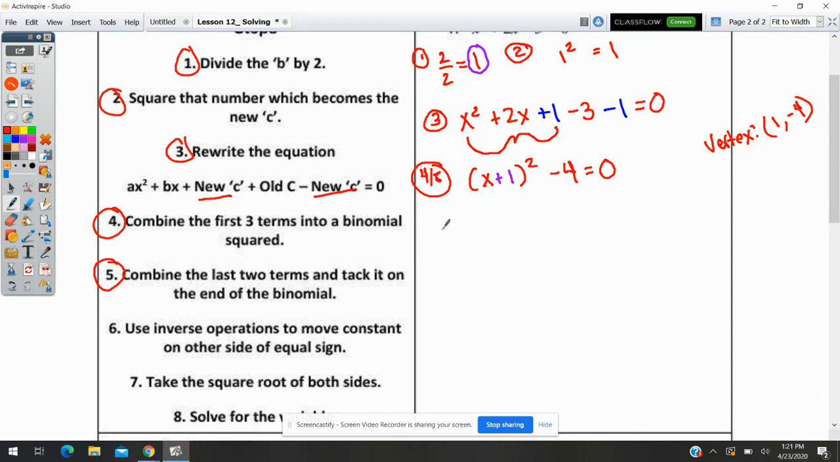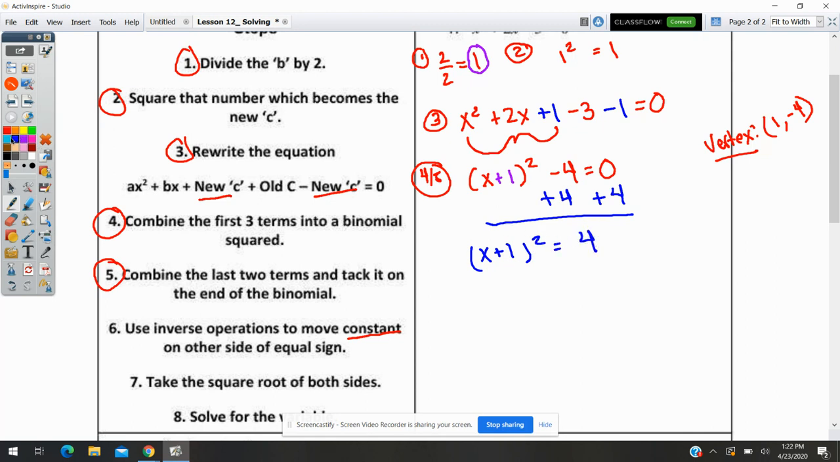Now let's move on to actually solving for x. It's just a side note of what we learned in the last lesson. Step 6: use inverse operations to move the constant to the other side of the equation. Remember, the constant is just a plain number by itself. So the constant here is negative 4. Since this is a negative 4, we're going to add it to both sides because we're looking to get that x by itself. So you have x plus 1 squared equals now positive 4.